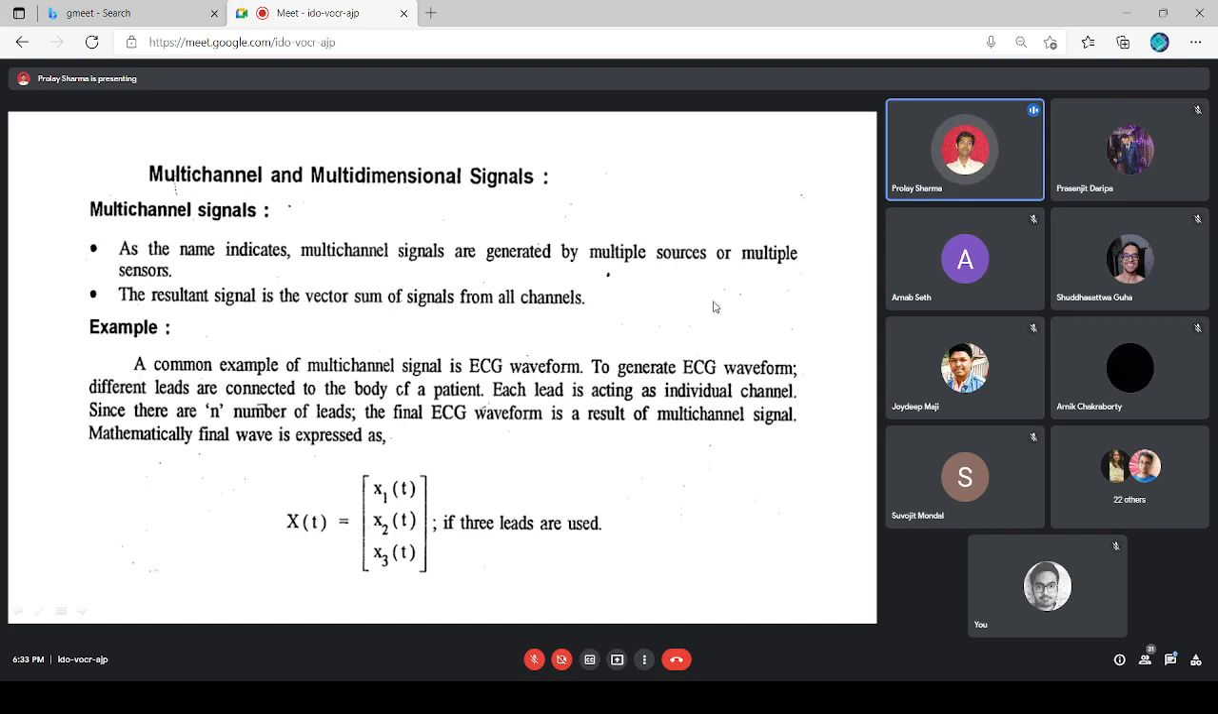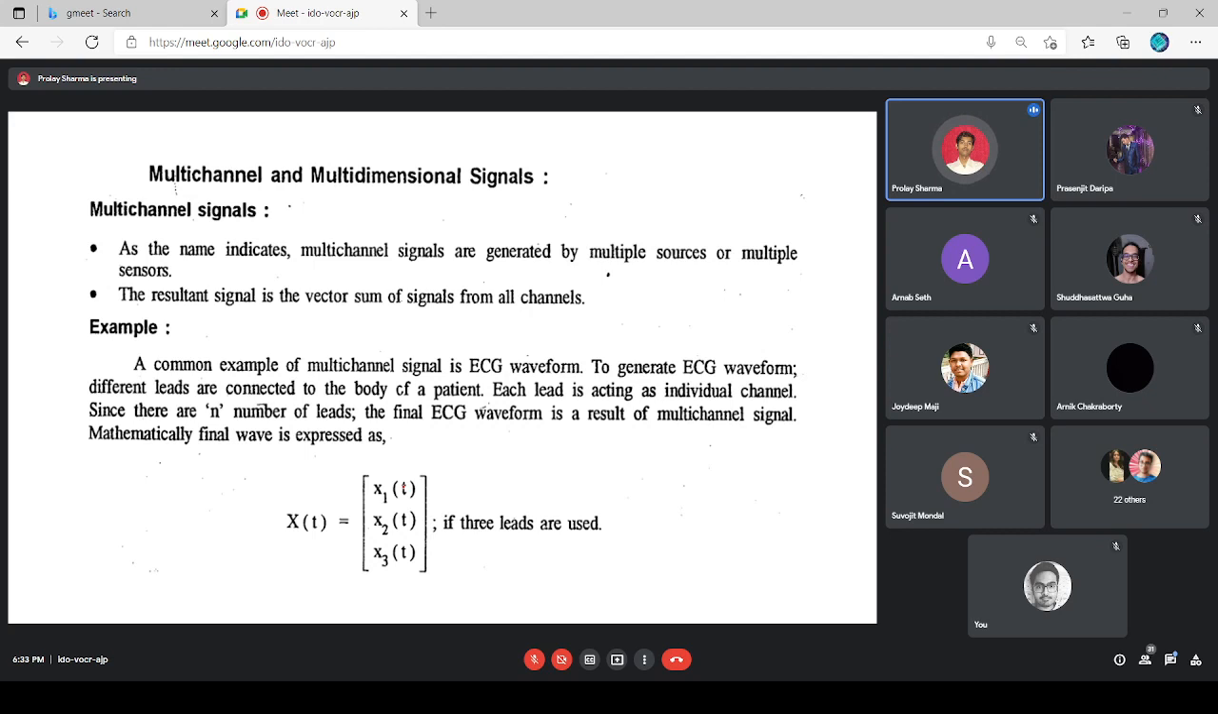So if we represent the ECG signal as x(t), which is composed of a number of different signals, this type of signal is called a multi-channel signal. So this is called a multi-channel signal, which means it is composed of numerous different signals.